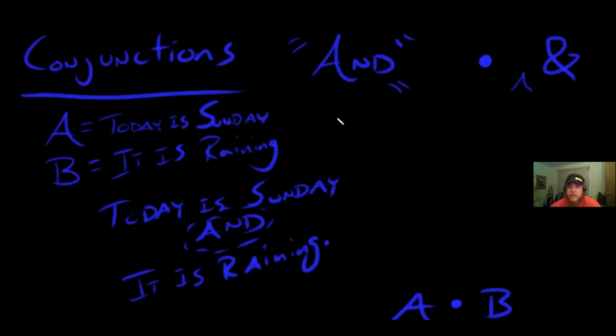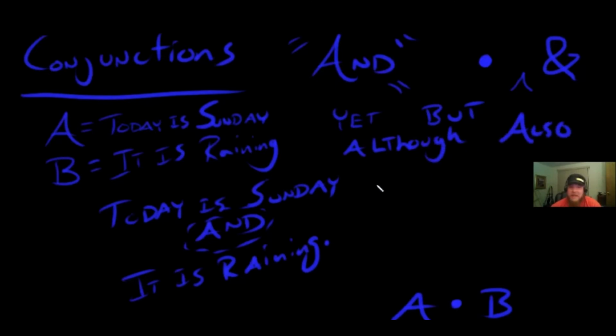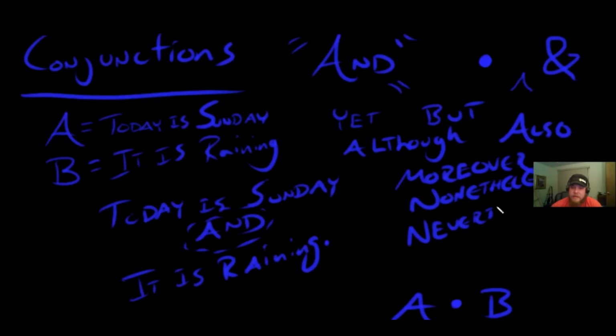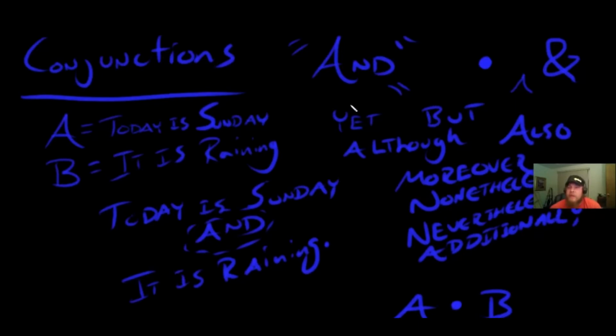So there are a bunch. I could say yet. I could say but. I could say although. I could say also. I could say, here's some other spicy ones, moreover. Nonetheless. Some of these are silly. We don't use too often. But I want you to know that they exist. Nevertheless. Additionally. And there may be others too. All these we could substitute the word and for any of these, and it would work here.